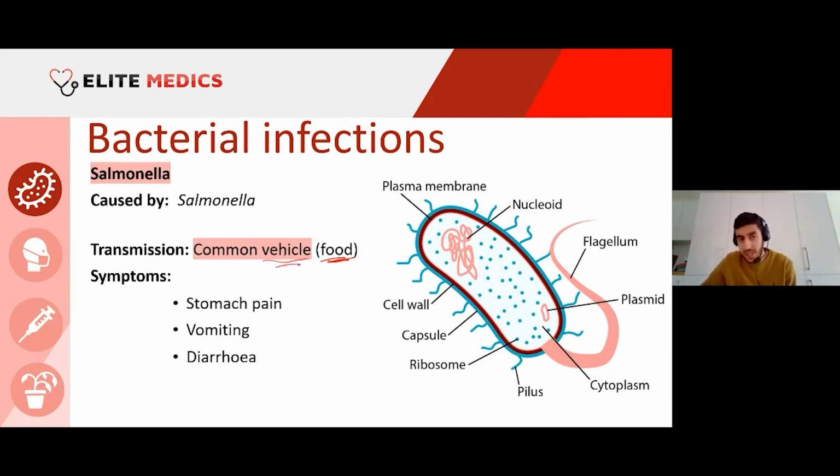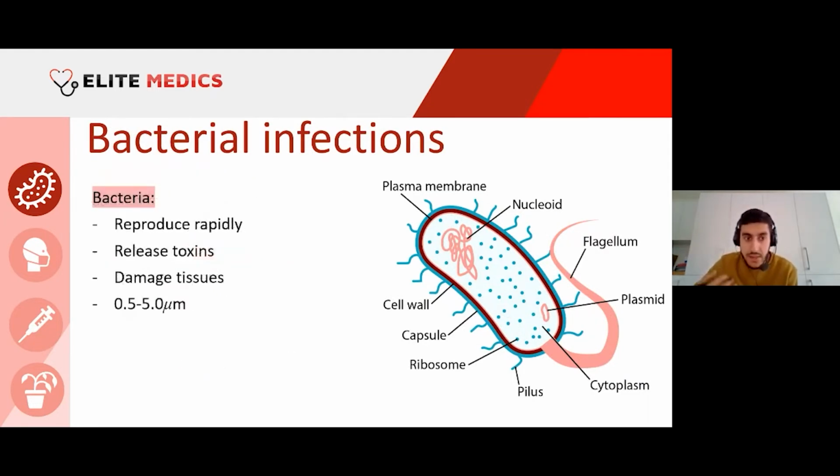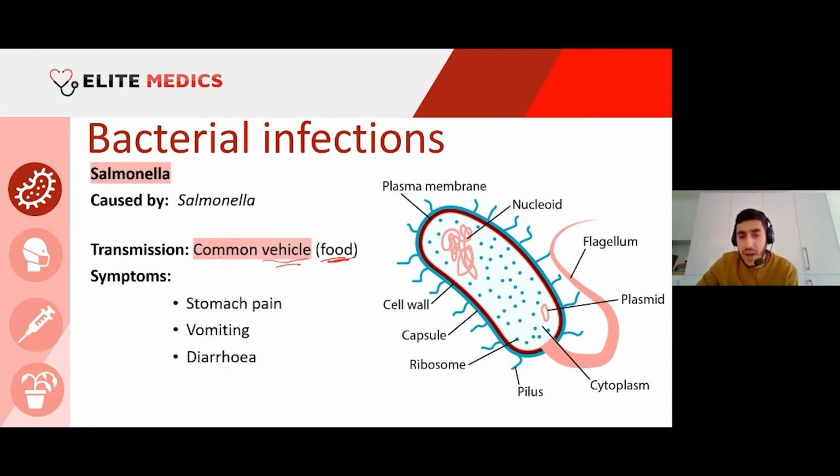So I've given you 2 good infections there, passed on by different means. That's bacteria, so not overly complicated. Just be aware of how bacterial infections are spread. We went through how they reproduce rapidly, toxins which damage the tissues, and then basic awareness of the cell structure of a bacteria.